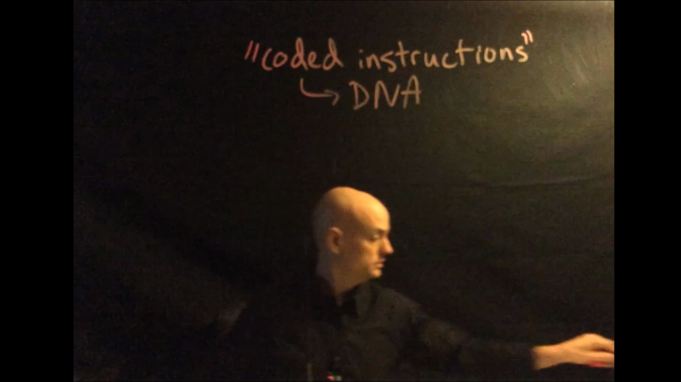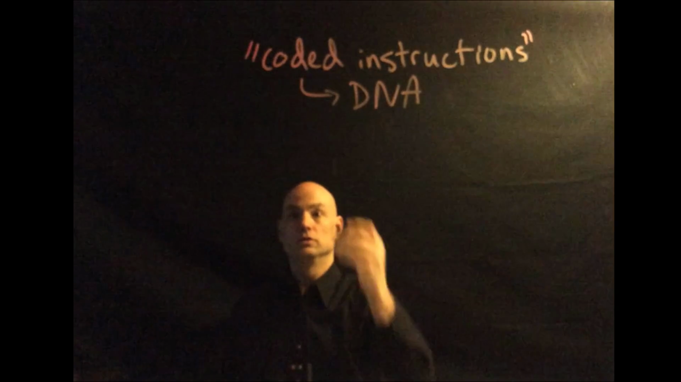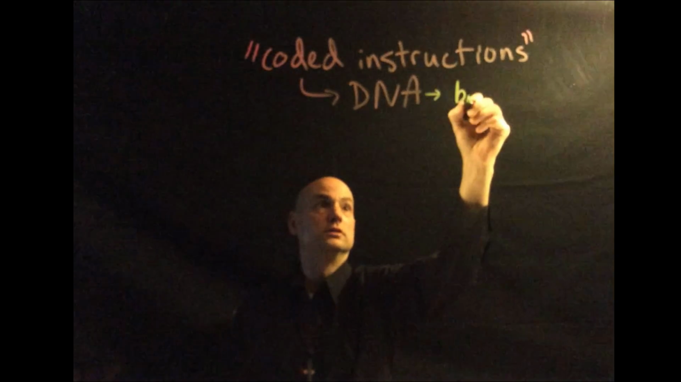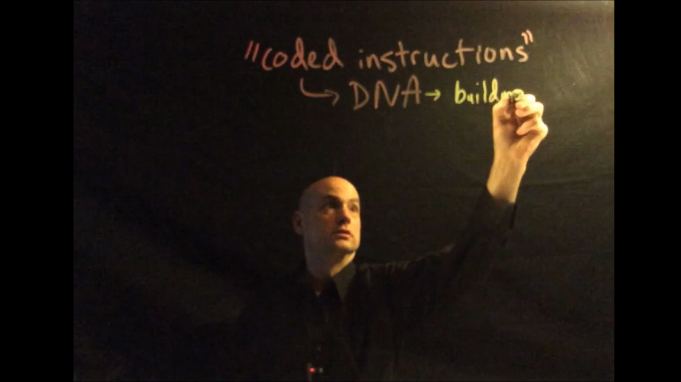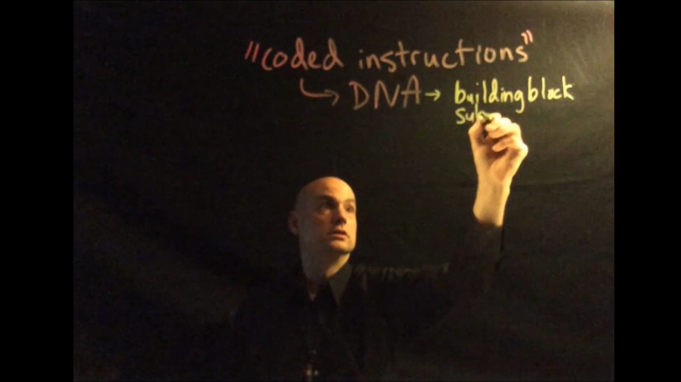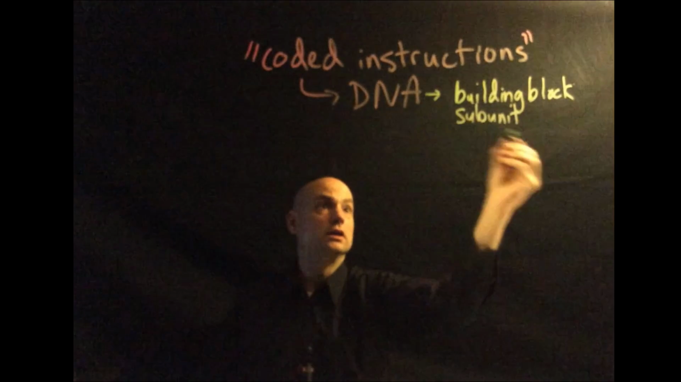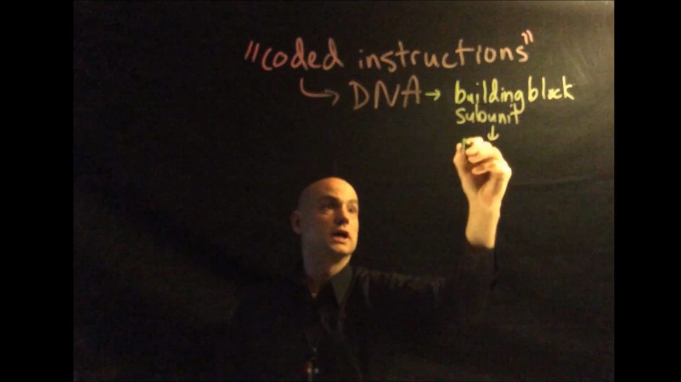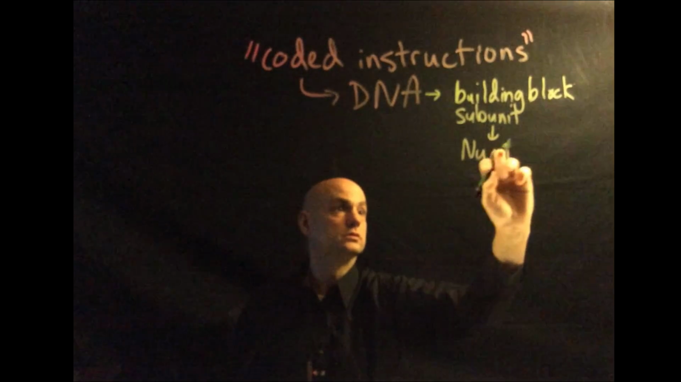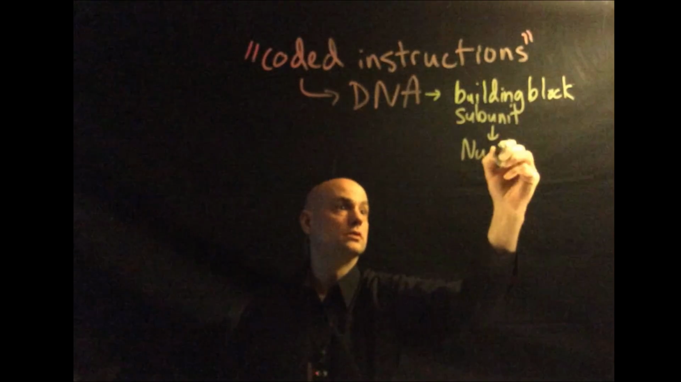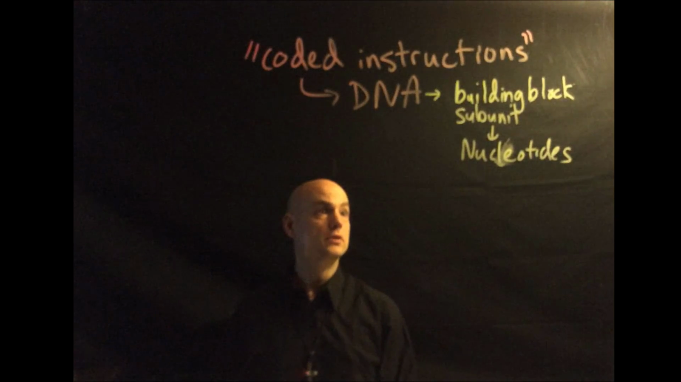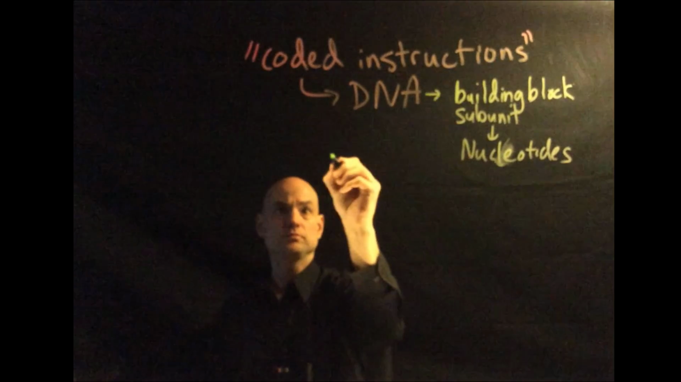Okay, so DNA's subunit, or building block, or you might see monomer, both those terms apply, are nucleotides. Okay. They're composed of three parts. So let me draw one out here.